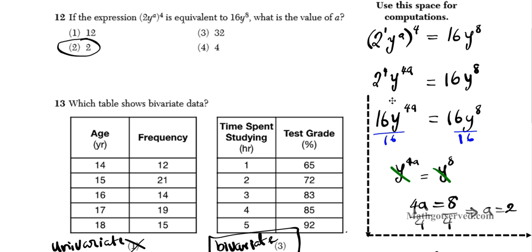When you divide both sides by 16, you have y to the 4a equals y to the 8. Now, since the bases are the same, you can just drop the bases and equate the exponents. You have 4a equals 8, divide both sides by 4. Your final answer is a equals 2.